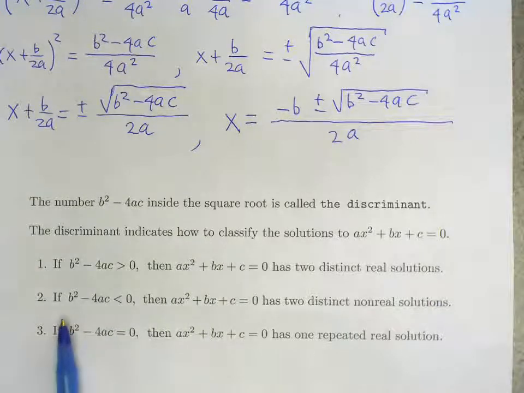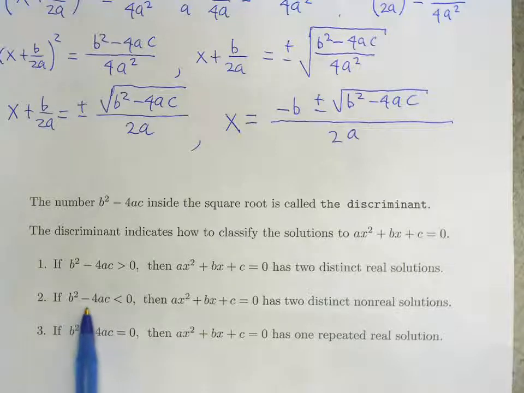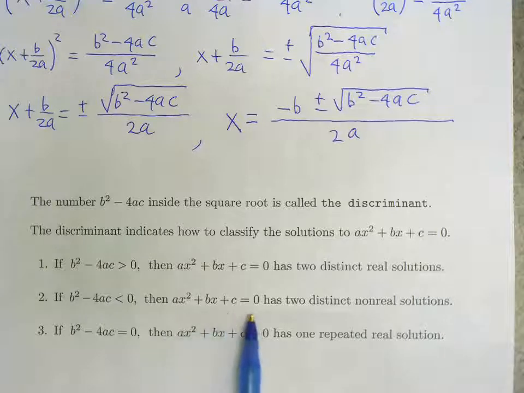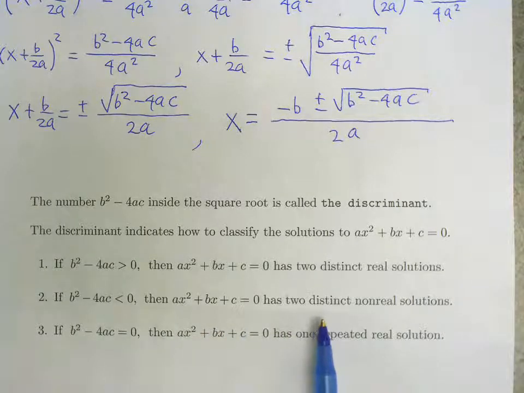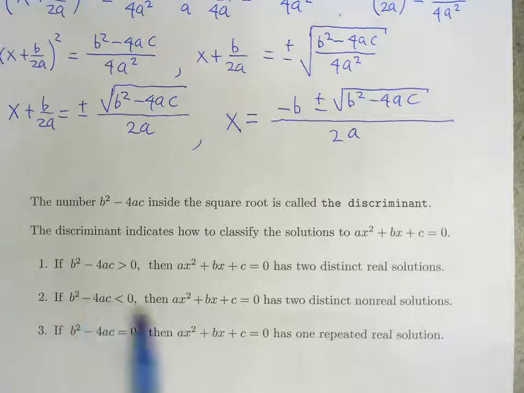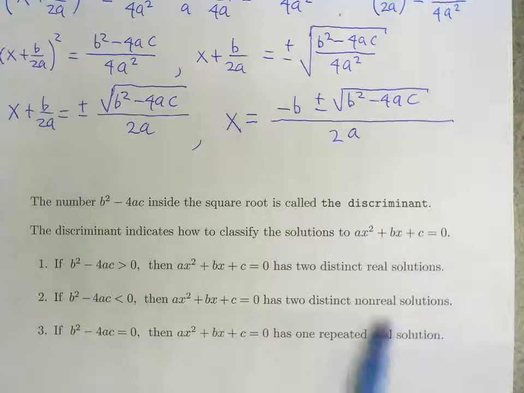On the other hand, in a second case, if b to the second minus 4ac is negative, or if b to the second minus 4ac is less than 0, then the equation ax squared plus bx plus c equals 0 has two distinct non-real solutions. We already know that because we know that the square root of a negative number is not a real number. So that means the solutions to the quadratic equation are two different non-real solutions if the discriminant is negative.